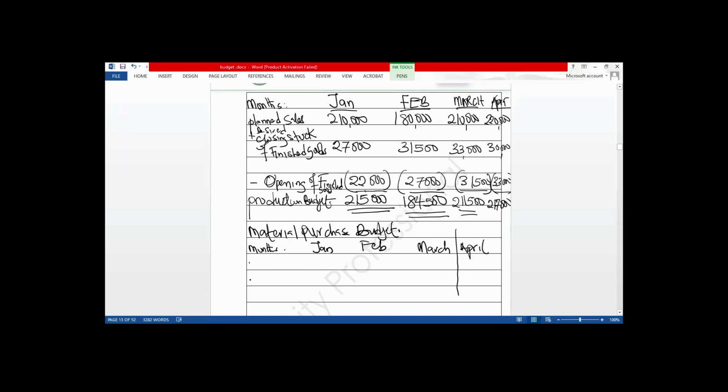You start with your production budget in units. Here I'm going to produce 215,000 units. Here I will produce 184,500 units. Here I need to produce 211,500 units. Then here I need to produce 217,000 units. This is the units to be produced each month. Then multiply by material required per unit.